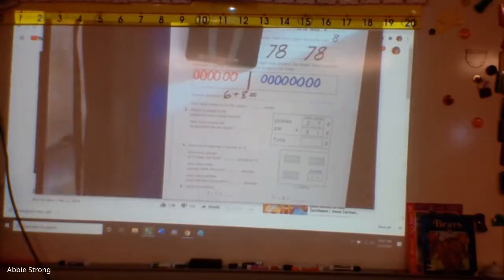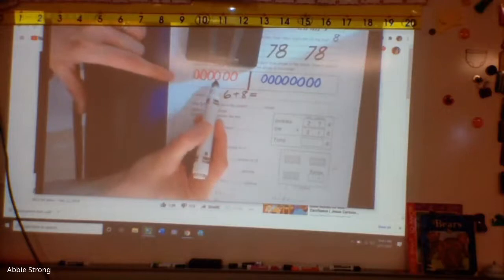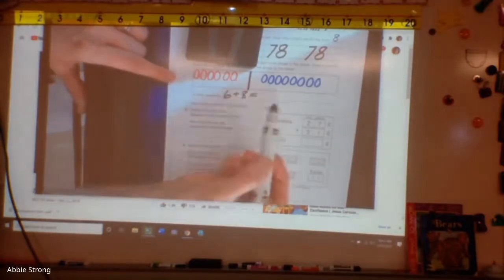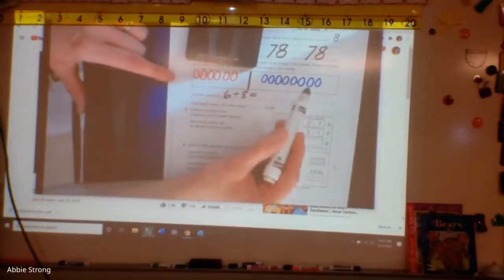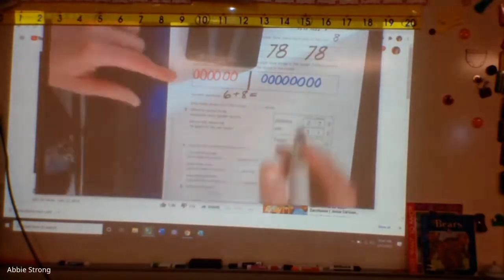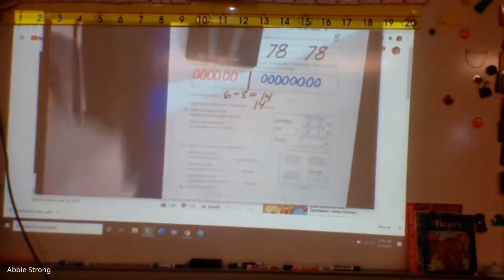Would love those strong silent hands. Kylie, how many did you count? 4. Matthew, how many did you count? 14. Let's check if he's right. Count with me. Ready? 1, 2, 3, 4, 5, 6, 7, 8, 9, 10, 11, 12, 13, 14. Good. We have 14 shoes in our closet.